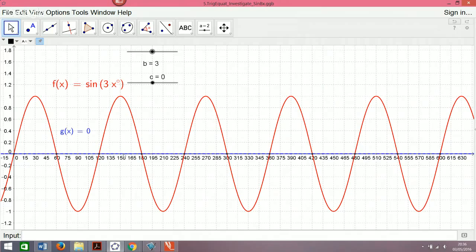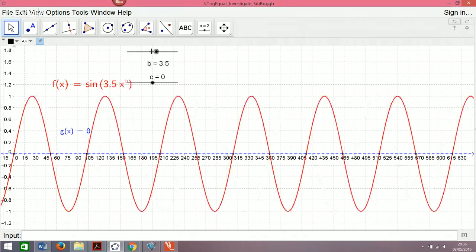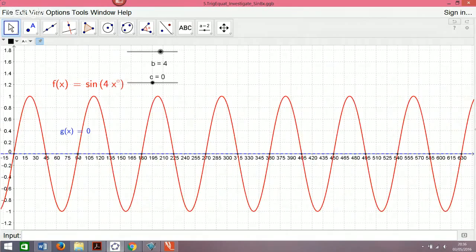But you'll notice, look, in one period, I've still only got the 3 solutions, because 120 is now the period, and so there's still only 3 solutions. So whether that's 3x or 4x, with 4x a period, one full wave, is now 90 degrees, but there's still only 3 solutions in one period.